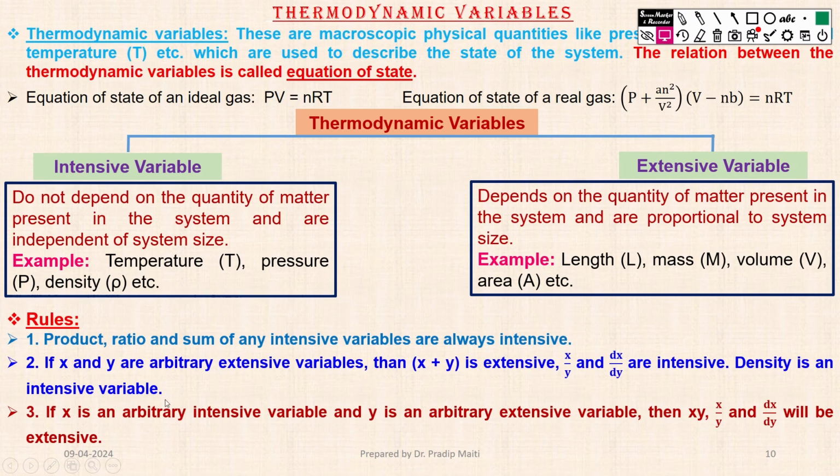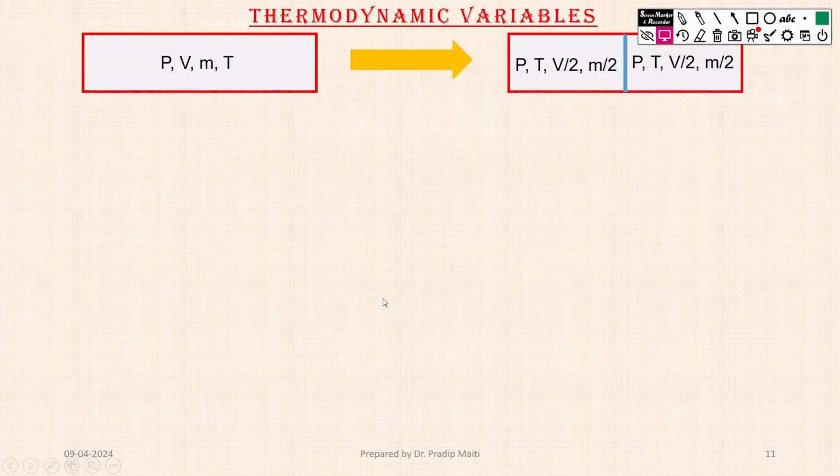So remember these rules. And also rule 3 says that if x is an arbitrary intensive variable and y is an arbitrary extensive variable, then x*y and x*dy will be extensive variables.